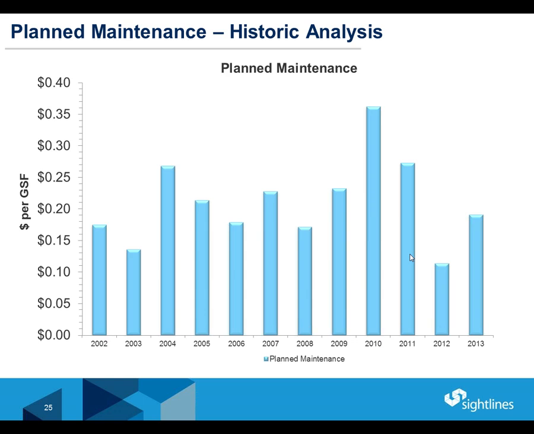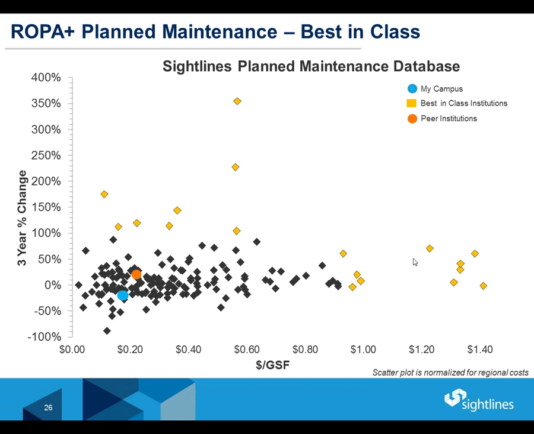you're probably all familiar with the chart that looks like this. It's planned maintenance, dollars per square foot over time. This is what historically we've provided in our ROPA analysis. So this is what we would cover in the discovery update. However, we're going one step further into the ROPA Plus performance piece. And Jim talked briefly about this particular slide.